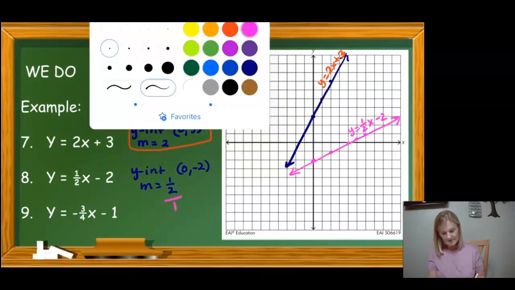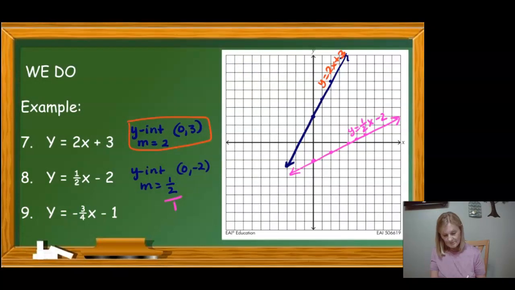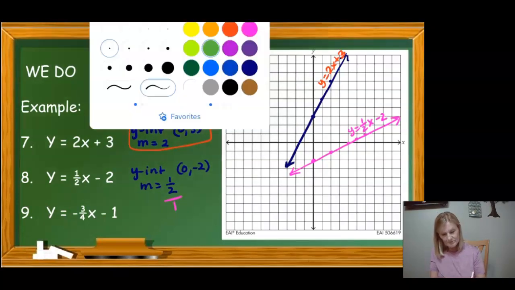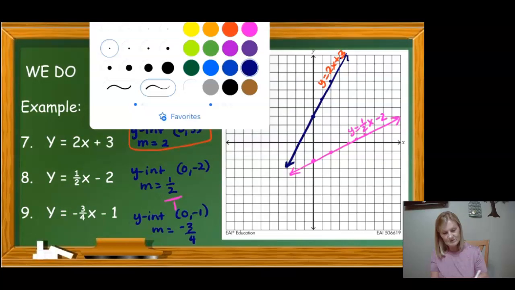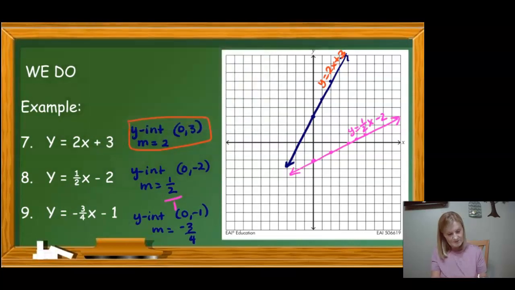I think I'm going to go green this time. So let's go ahead and do blue. And so my y-intercept is (0, -1). My slope is -3/4. Okay, so I'm going to go to my line, and like I said, I'm going to use green, see how this turns out. So (0, -1), slope of -3/4. So what that's going to mean is down 3, right 4.